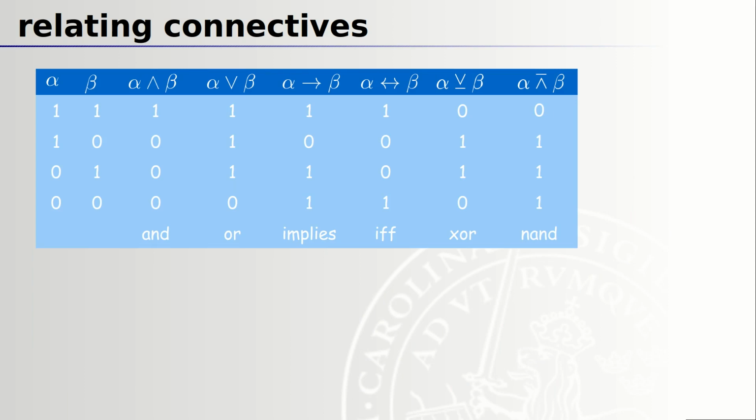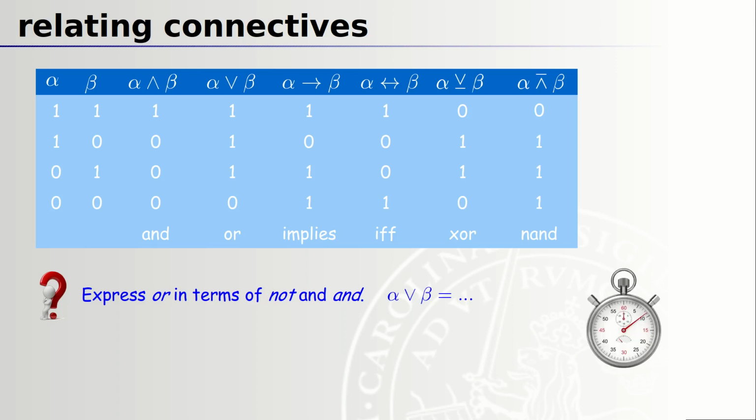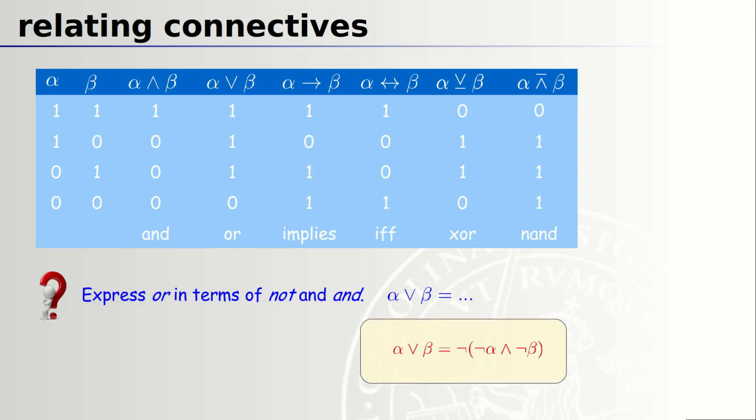The connectives in our little table are not unrelated to each other. In fact, they often can be expressed in terms of each other. For example, try to write a logic formula that has the same truth table as the OR operator using only and not. And this is the result.